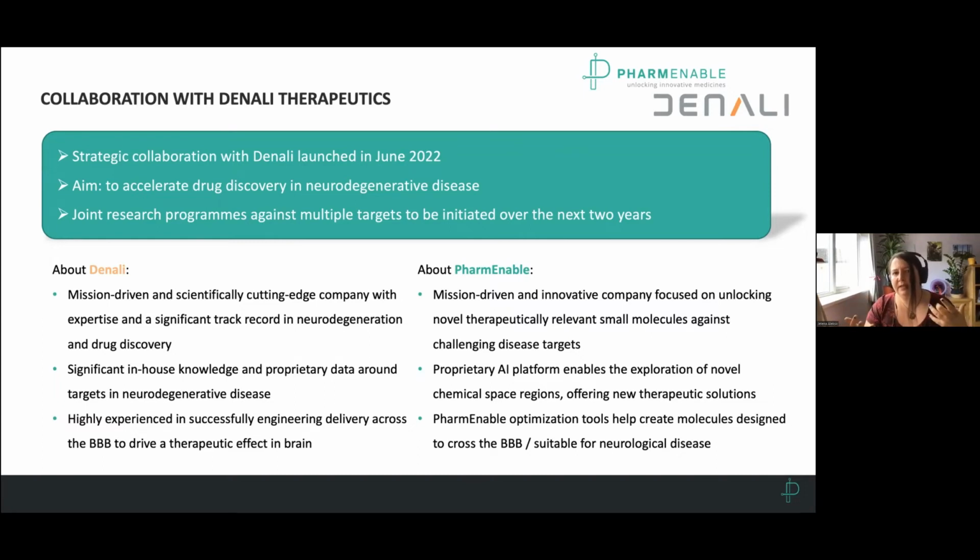And finally, Denali is highly experienced in successfully engineering delivery across the blood-brain barrier to drive a therapeutic effect in the brain. And something that's complementary on our end here is that our optimization tools help create molecules that are really designed with that in mind. So we look at molecule properties to make sure that they're well suited to both the target, being very specific, and also having the right types of properties in order to cross the blood-brain barrier and work well for neurological disease.